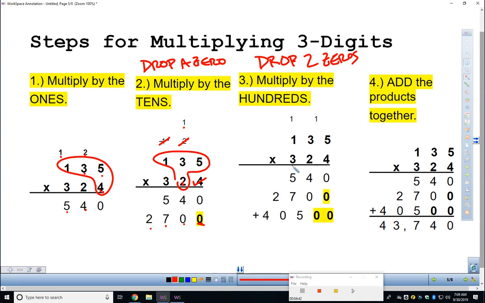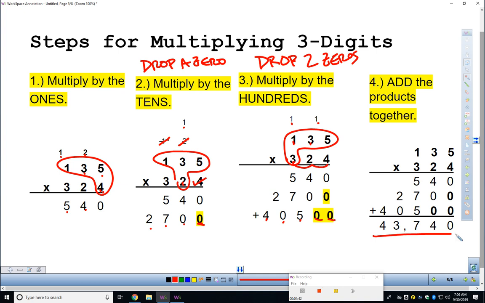Because I'm now moving to the hundreds place value, that's 2 place values over, I need to drop 2 zeros. 3 times 5 is 15. 3 times 3 is 9, plus 1 is 10. Carry my 1. 3 times 1 is 3, plus 1 is 4. And then finally you add everything together.